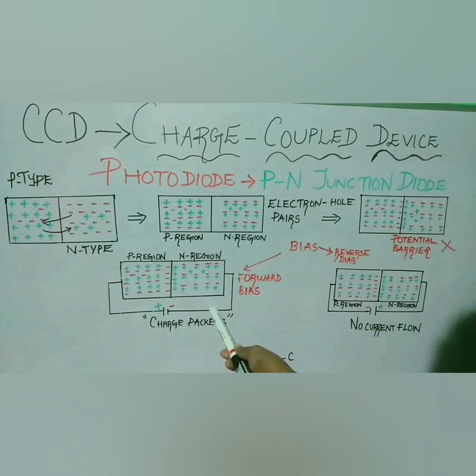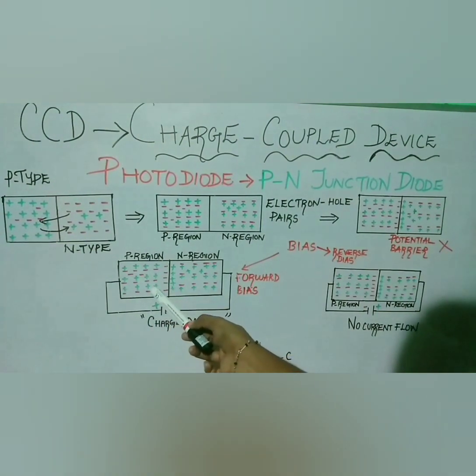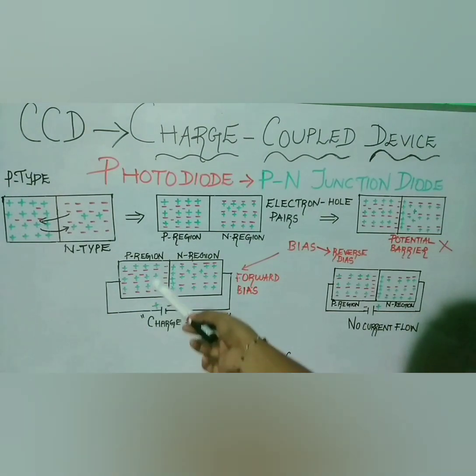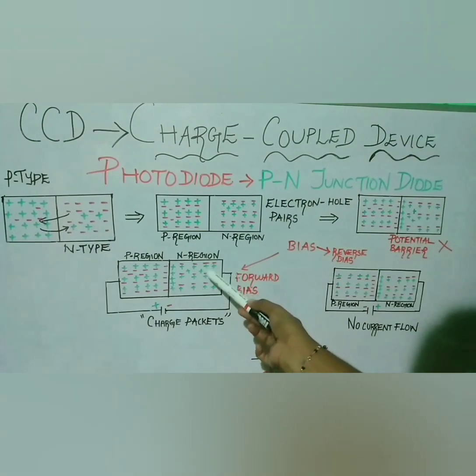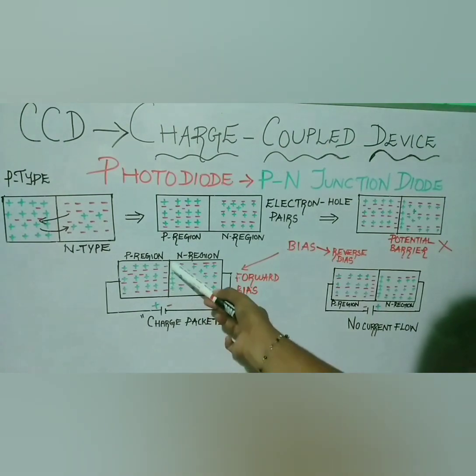Both are electrodes. In the P region, we have a majority of holes. They are positive charge carriers. So these positive charges are now repelled by the positive terminal. As we all know, opposite charges attract each other and like charges repel each other. So these holes are repelled by the positive terminal and driven towards the junction. Like this, electrons in the N region are repelled by the negative terminal of the external voltage source and driven towards the junction.